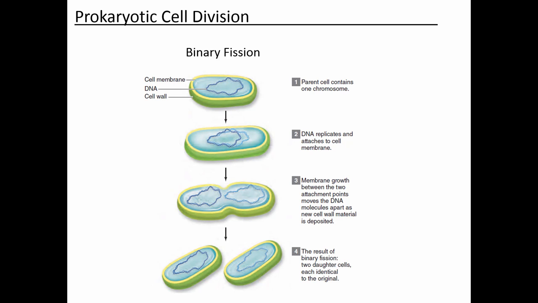And then one really important thing that's going to have to happen during this process is you're going to have to replicate the DNA that's in the cell. And remember that for prokaryotic cells, they typically have one type of chromosome, so you only have to replicate that one type of chromosome and then partition that one type of chromosome into two separate cells during this process. This produces two daughter cells that are genetically identical to the parent cell, and also genetically identical to each other.